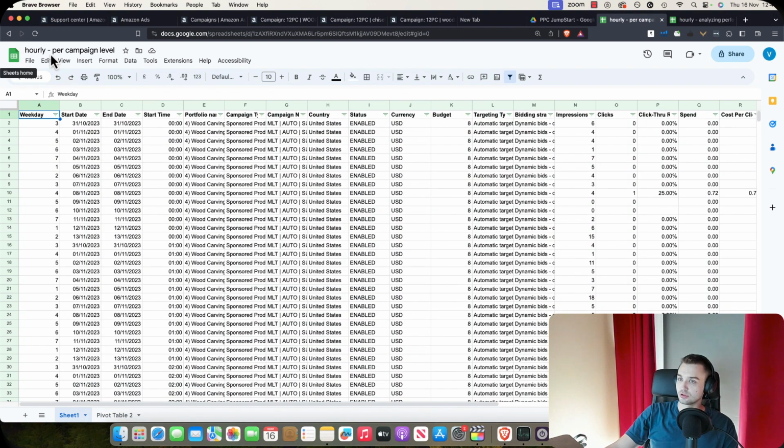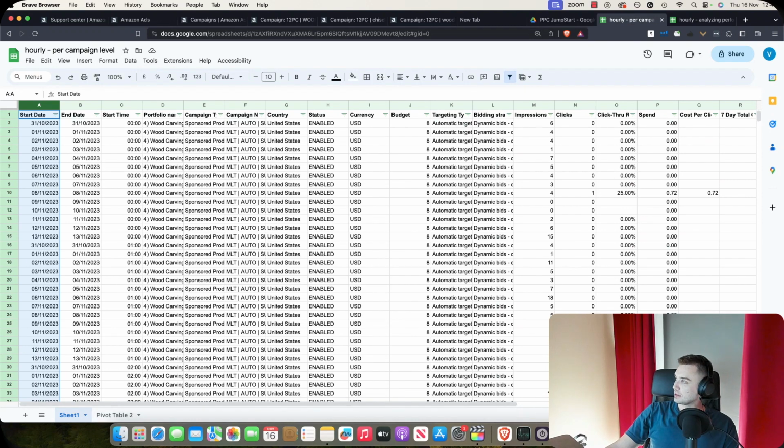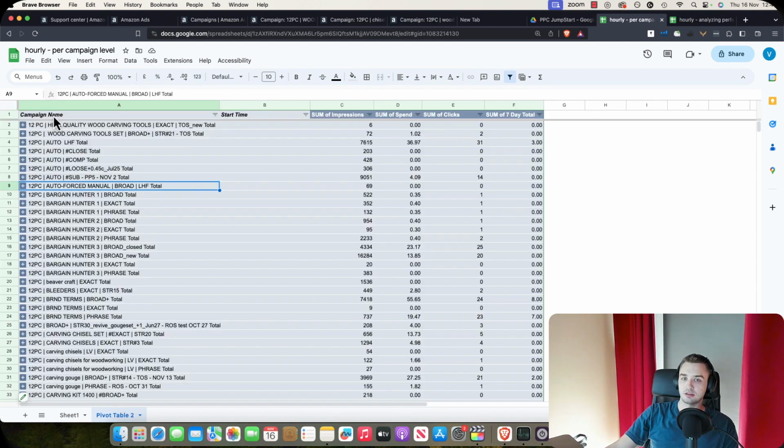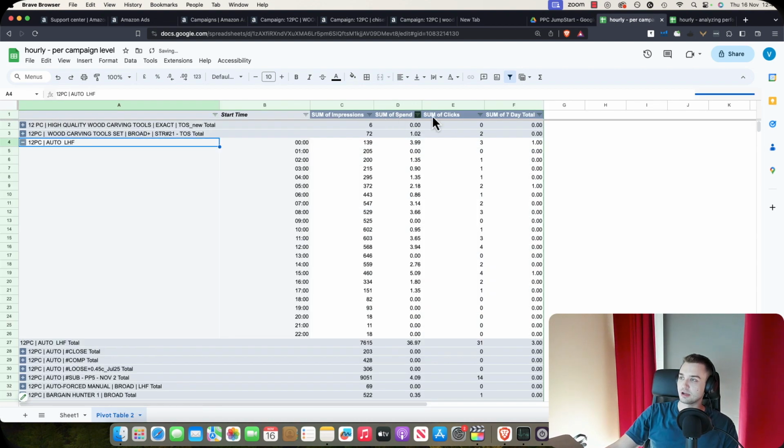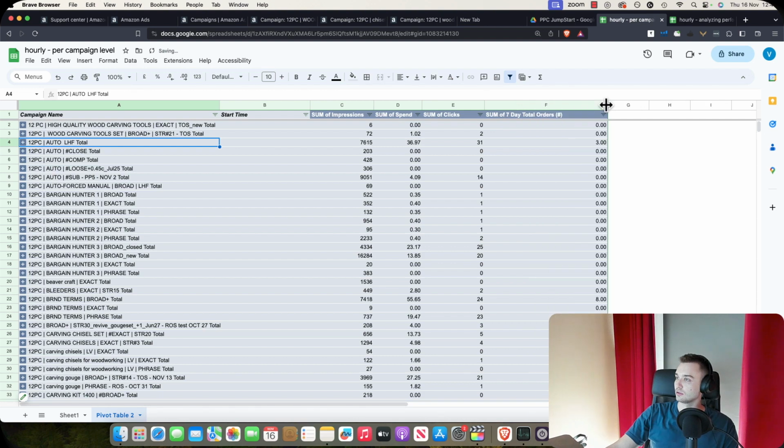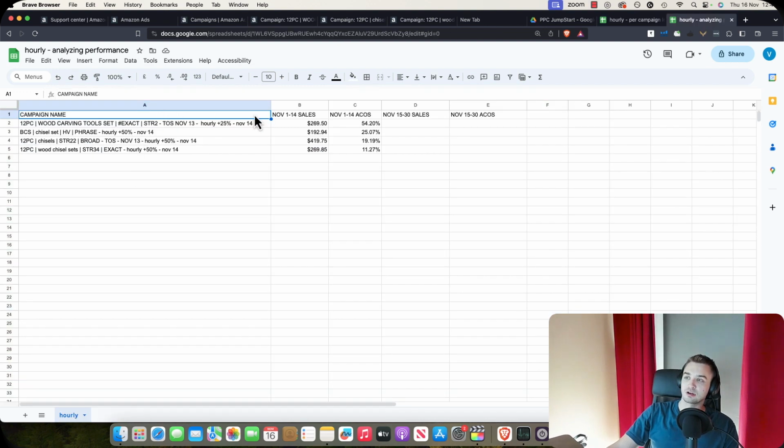in our Google Sheets, and this is what it would look like. And then what we would do is we would create a pivot table that would look something like that. We have our campaign name here, start time, impressions, spent, clicks, and total orders. We want to pay specific attention to clicks and orders to understand whether we're having a good conversion for our campaigns.